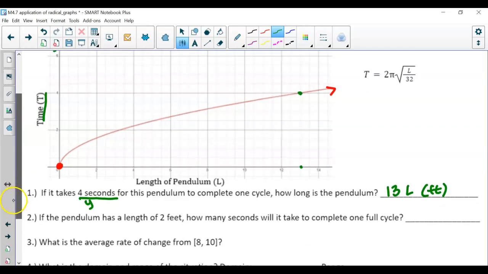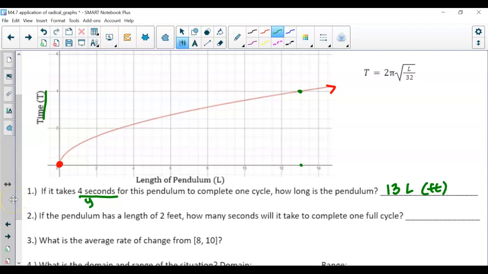So then for the next one, if the pendulum has a length of 2 feet. So now this represents your X. How many seconds will it take? So now you have to look at X, the 2 here, which is right here. So just below 2, but in between 1 and 2, so about 1.5 seconds.